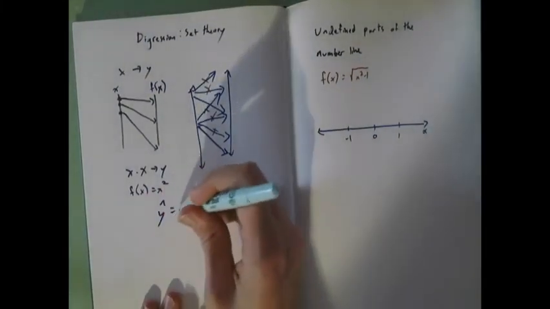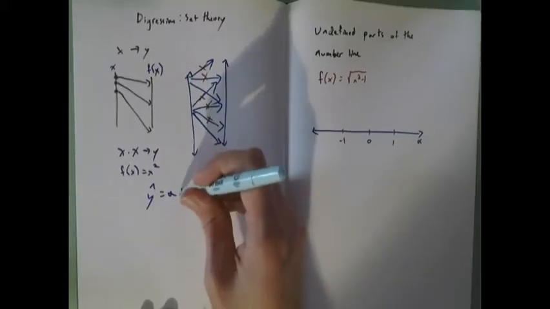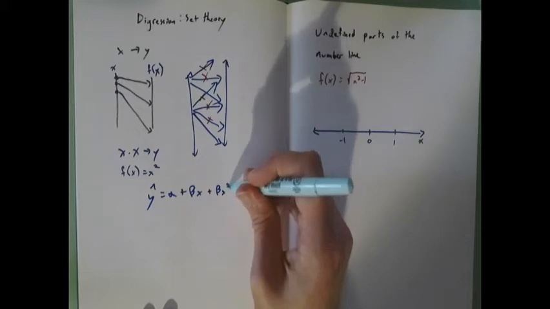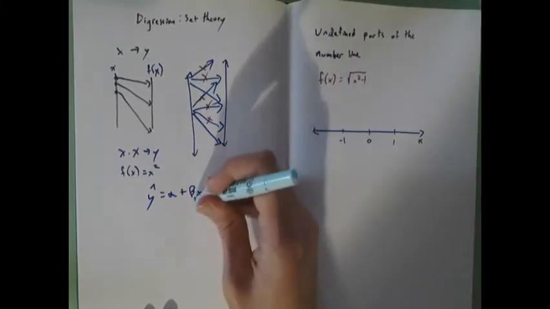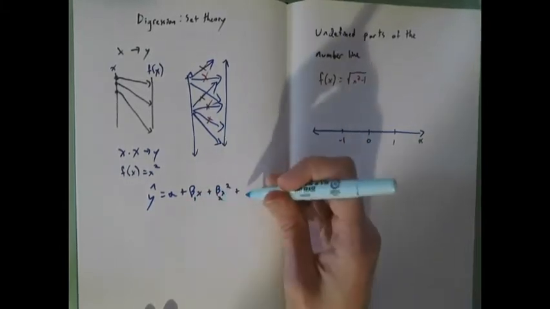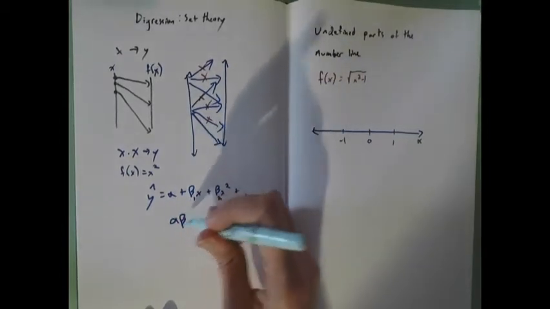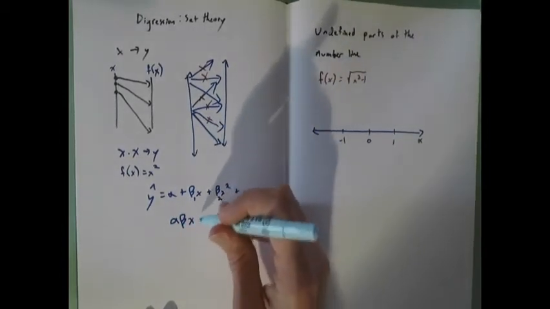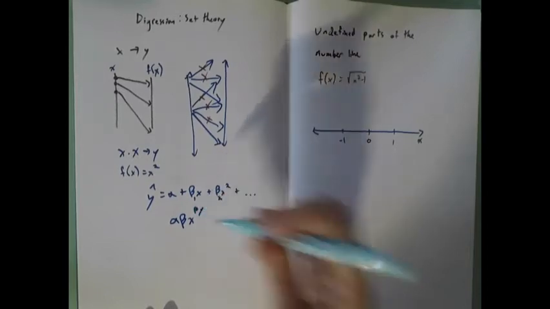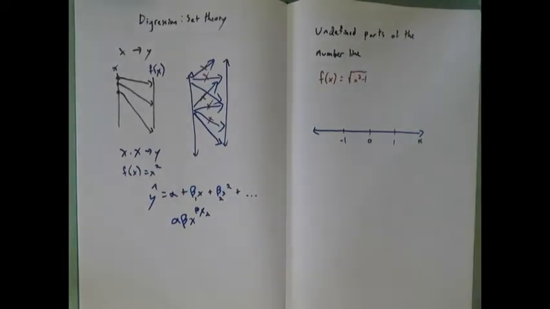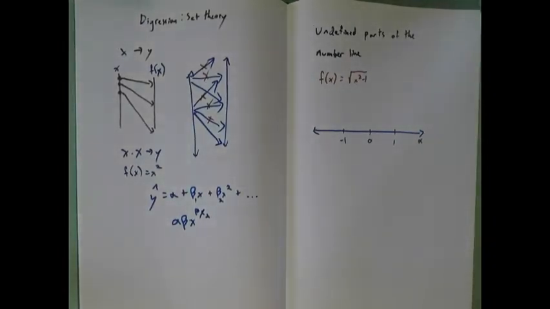y hat equals alpha plus beta x plus beta x squared. Let's call it beta 1, beta 2, and so on. You could have a function that looks like alpha times beta x to the power of beta x2, or whatever else. We could have infinite possible functions that we could use to model some process.